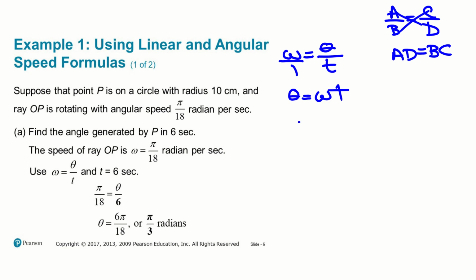So now you go ahead and plug in for omega, which is pi over 18, times the time, which is 6 seconds. And if you reduce here, you get 3 down here, so you get pi over 3 radians.